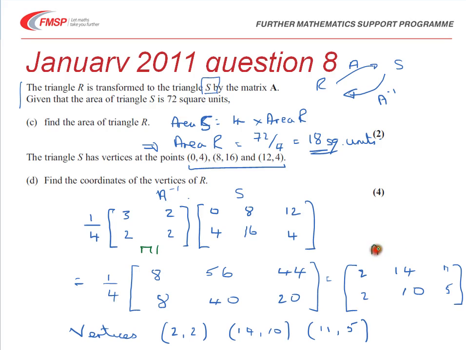There's A1 if one column is correct, another A1 if two are correct. And then the final one is for relating that to vertices, so you must be giving coordinates, because the question is very specific. It doesn't ask for the matrix for R, it asks for the vertices. So the vertices of R written as coordinates, all three of them correct, gives you the final accuracy marks.